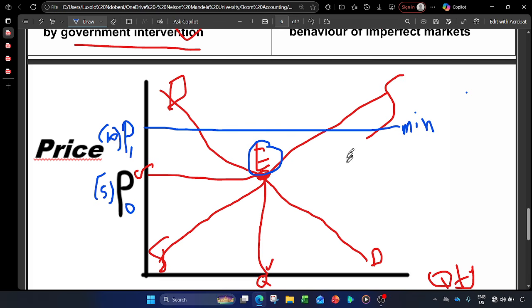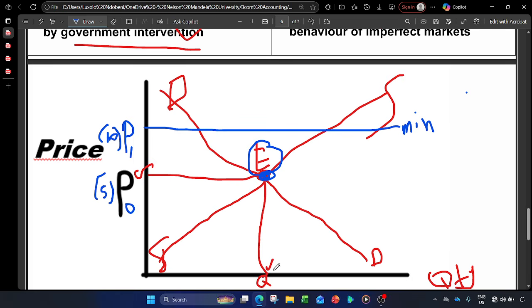So this is the minimum price. The government increased it, but now in the minimum price we don't show the shift of the curves. Don't show the shift of the demand curve and the shift of the supply curve. We just show the change of the quantity demanded, the quantity supplied, and the price. So now you see the quantity demanded here.